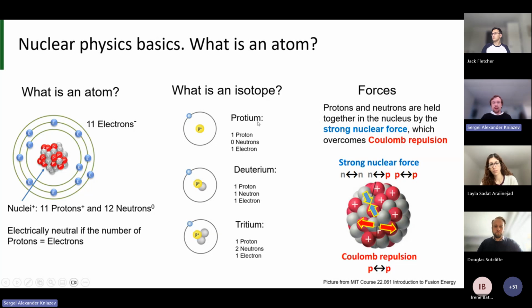When you say hydrogen, typically it is protium, because it's 99.98% of the isotopes on Earth. So when you say hydrogen, it's typically protium.